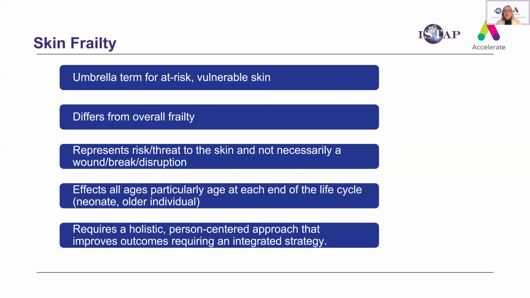So what is skin frailty? Skin frailty is an umbrella term for at-risk vulnerable skin. It differs from overall frailty. Overall frailty relates to overall health and several interacting factors such as physical, psychological, social, environmental, and economic factors. Skin frailty represents a risk or a threat to the skin and is not necessarily a wound or a break or a disruption in the skin. It can affect all ages, particularly ages at each end of the life cycle. That would be the neonate and the older adult. And skin frailty requires a holistic, person-centered approach that improves outcomes, requiring an integrated strategy. That's really important, and we'll be talking about that.